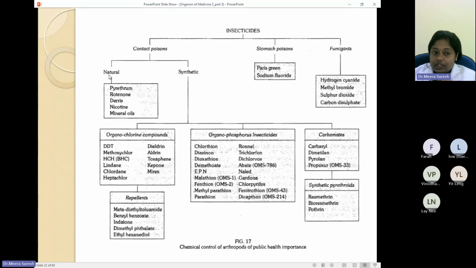So in the contact poison, study pyrethrum, rotenone, and derris; they will be coming up in the later slides. So you can better remember, and in the synthetic, we have the organochlorine, organophosphorus, and the carbamates. In the organochlorine, just remember DDT, HCH, and mostly dieldrin. And in organophosphorus, the most important will be malathion, fenthion, and abate. Then carbamate, OMS 33. Yeah, that will do, not anything else.